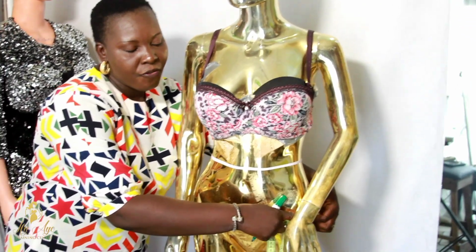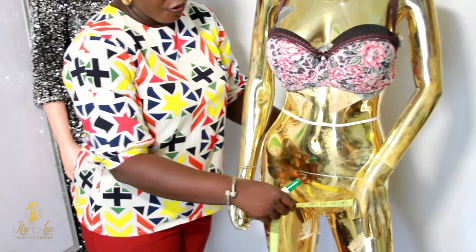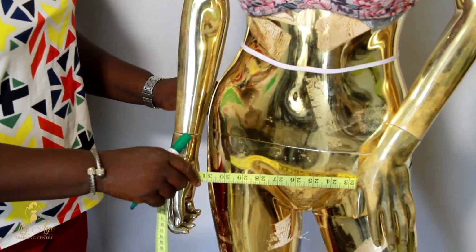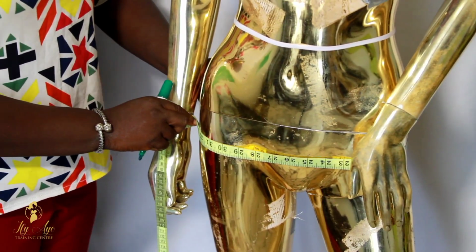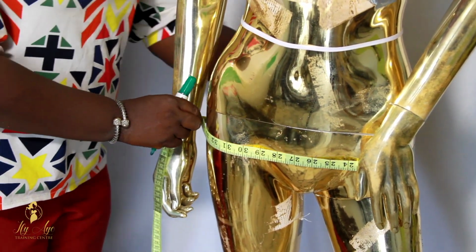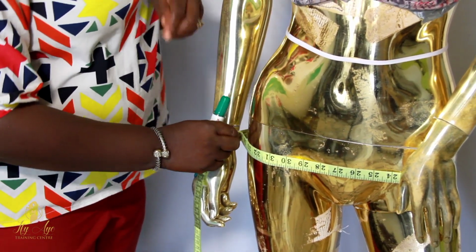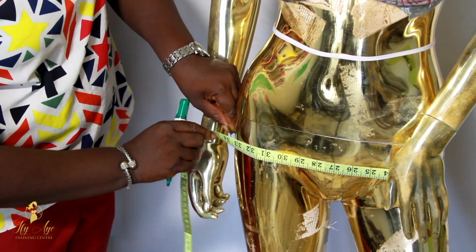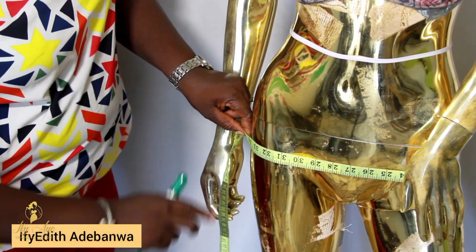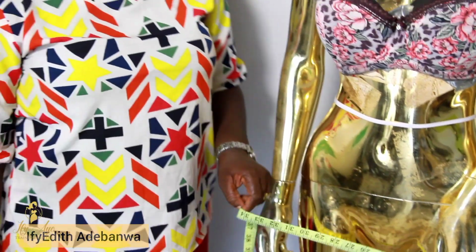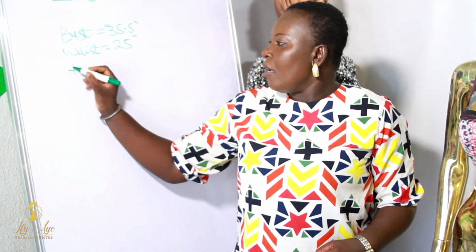The next measurement I will take is the hip circumference. While taking the hip measurement for your client, it must pass through the biggest part of the bum. Make sure you check that your tape measure is not moving. It's going to the biggest part of your bum. And the hip measurement for this client is 34.5.